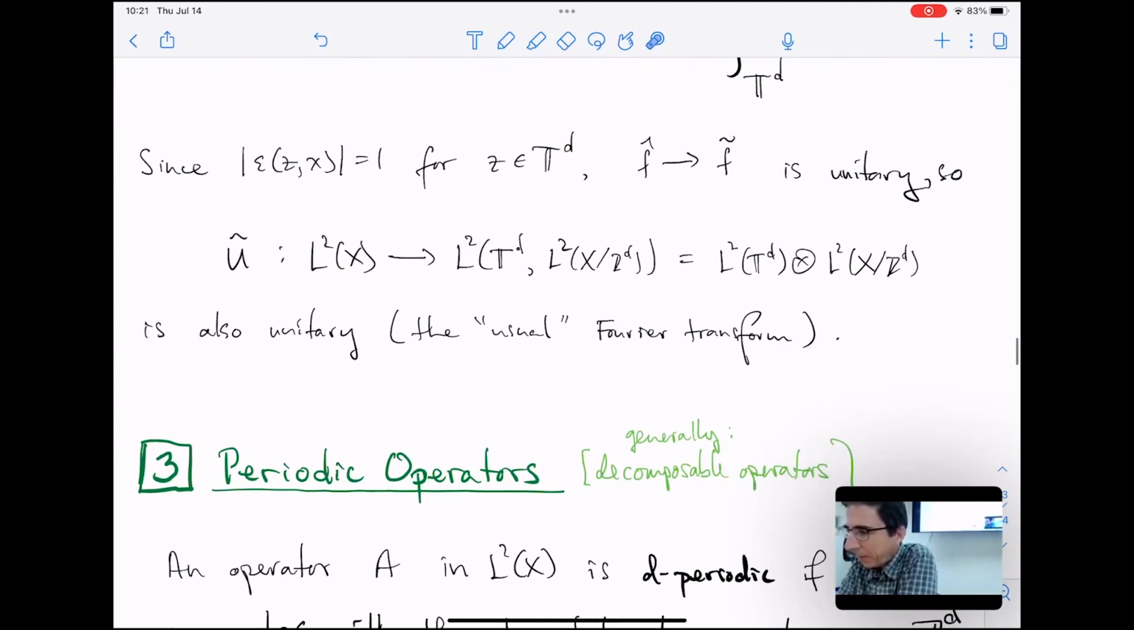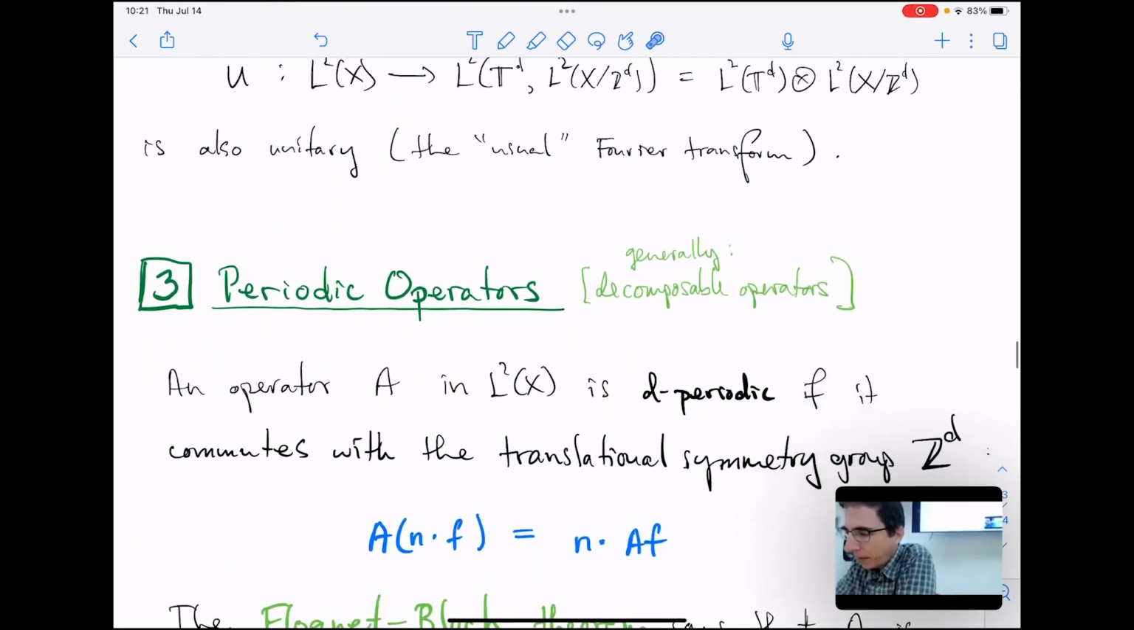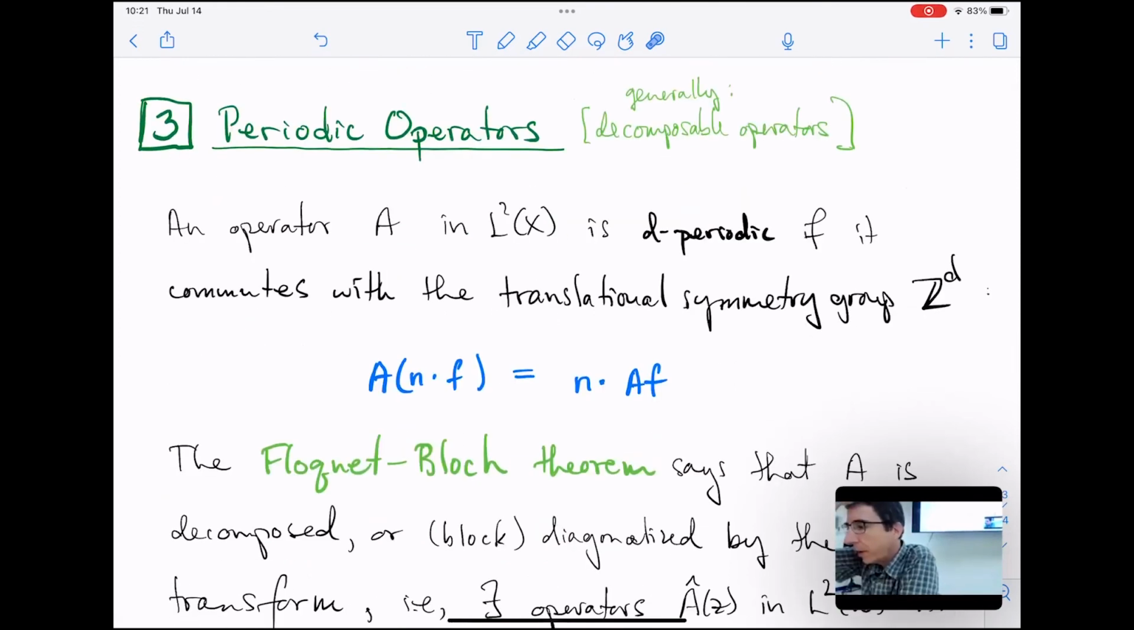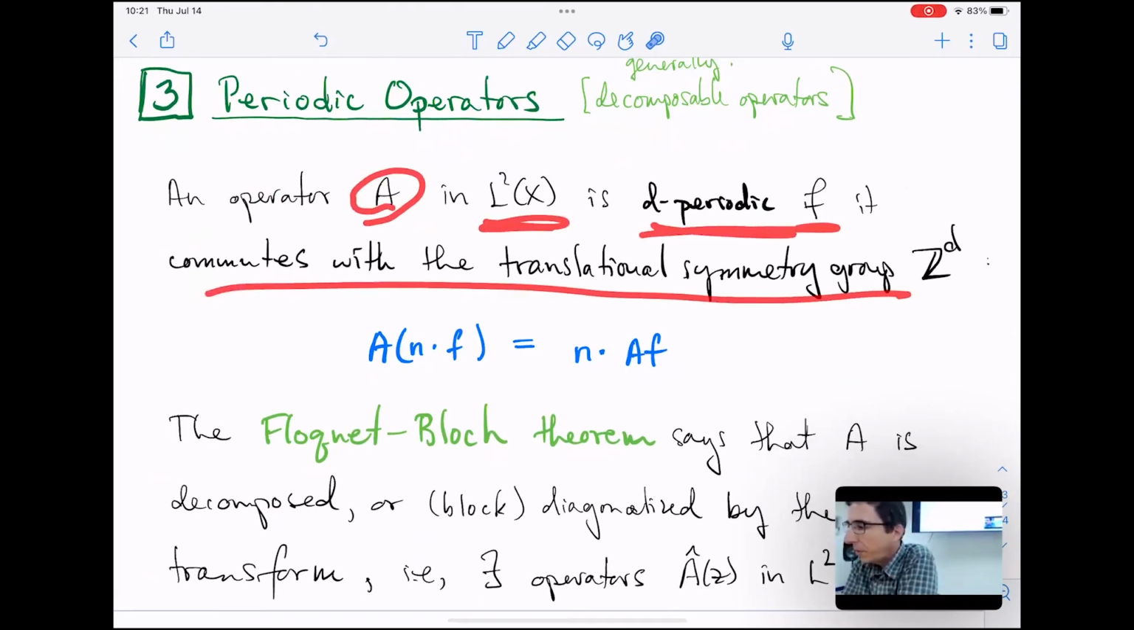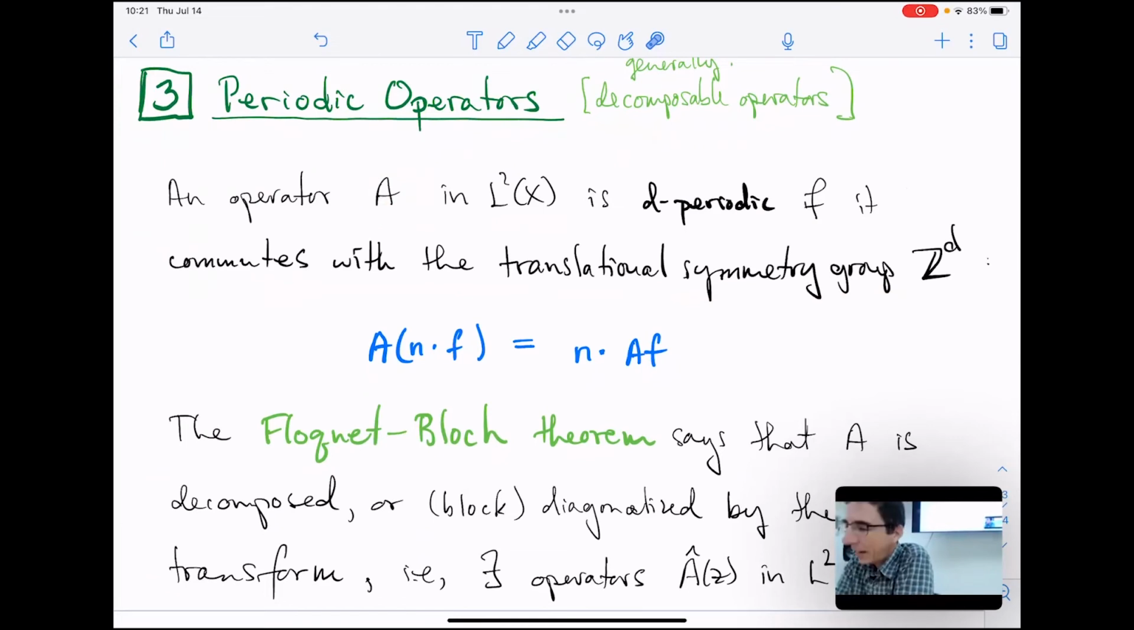You can also write this in terms of the periodic part. Now let's go to periodic operators, or more generally, operators that are decomposable with respect to a certain group action. In other words, they commute with that group action. So an operator A in L2 is periodic if it commutes with the translational symmetry group. I mentioned this last time. In other words, if I first translate F, remember, this is the notation for translating the argument, and then I apply A, that's the same as first applying A and then translating. It's simply saying the coefficients of the Schrödinger operator are periodic.